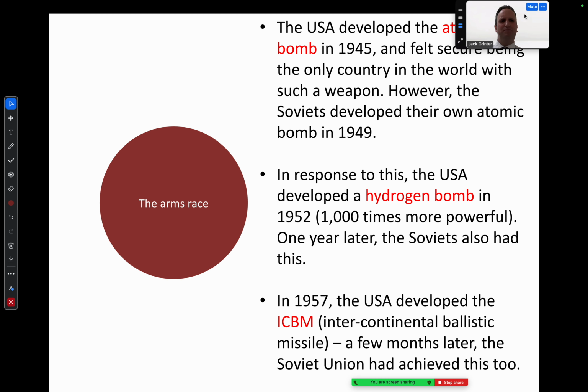Okay. On the screen there, if you're looking at the arms race, there are some key things that you can add onto your timeline. So the USA developed the atomic bomb in 45, the Soviet Union developed theirs in 49. The hydrogen bomb is another form of nuclear bomb that's a lot more powerful than the atomic bomb. The USA developed that in 52, the Soviets developed that in 53, and then in 1957, both the USA and the Soviet Union developed intercontinental ballistic missiles. Okay, they're nuclear warheads. Hydrogen bombs and atomic bombs are bombs that have to be dropped out of a plane flying overhead.